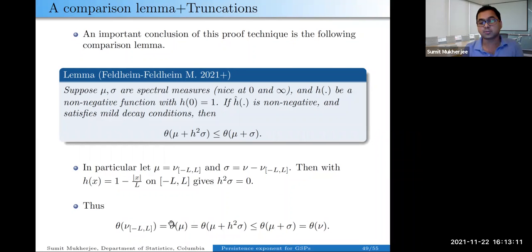And so if you just forget what's in the middle, what I'm saying is that, take a measure and take its truncation. The truncated measure has a smaller exponent than the original measure. And this is true for any measure, right? And you can play around with this h, and you can plug in other h's, whatever h's you like. But this is a comparison type inequality.